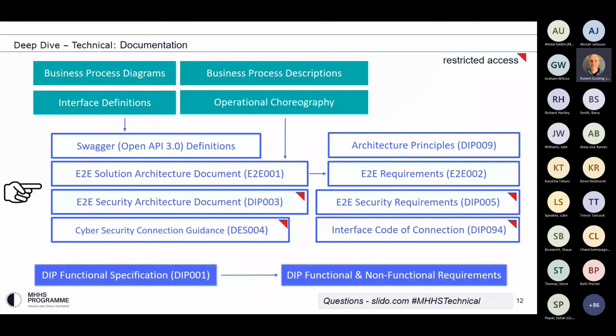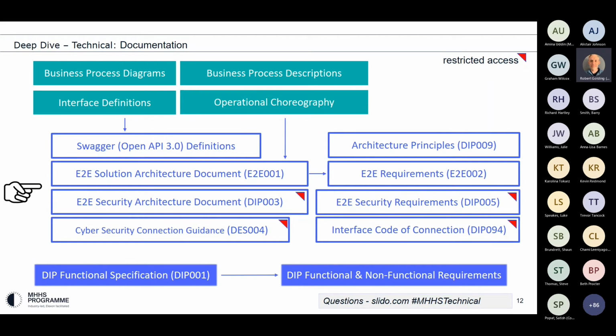So for the DIP, we produced, at the bottom there, a DIP functional specification and a DIP non-functional requirement spreadsheet. The purpose of these two documents is to describe what the functionality of the DIP is and what it is going to do, but the major use is to help with the procurement exercise which is happening at the moment. The documents in the middle are the ones that will help market participants with the development of their own systems.